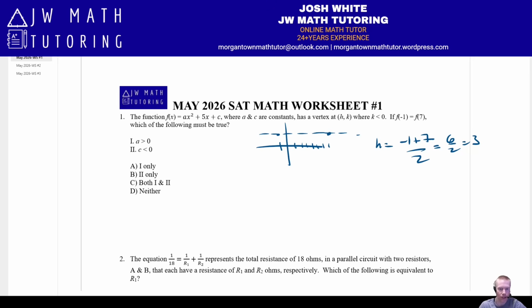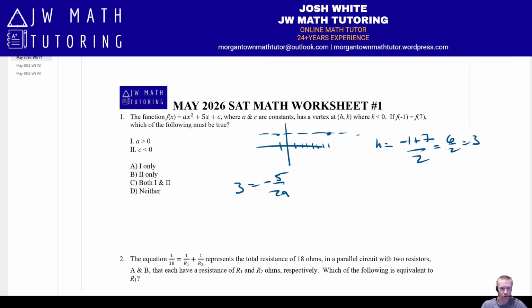All right, so that means, let me just check on my notes here. Yep, h is equal to 3. However, h is also equal to negative b over 2a. So you can plug in 3 for h. You can plug in the 5 for b.